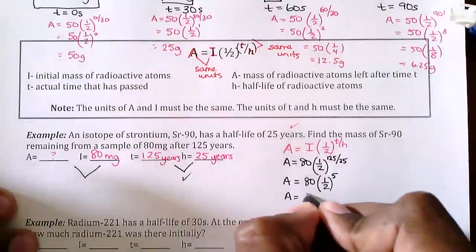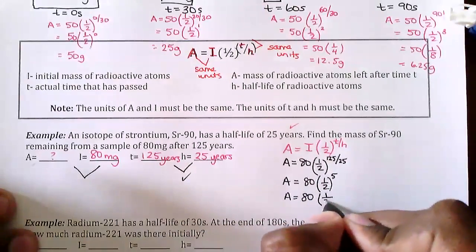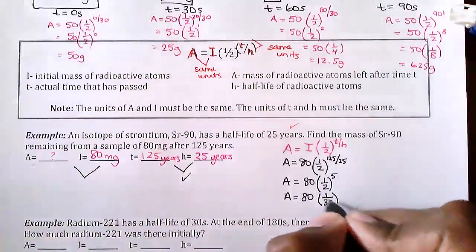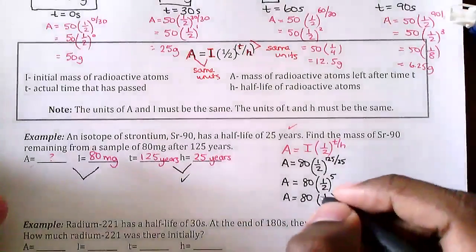Then A is equal to 80 times 1/2 to the power of 5. Again, you should be comfortable with this: it is 1 over 32. 2 to the power of 5, you should know that that's 32 by now. And then we just have to simplify.